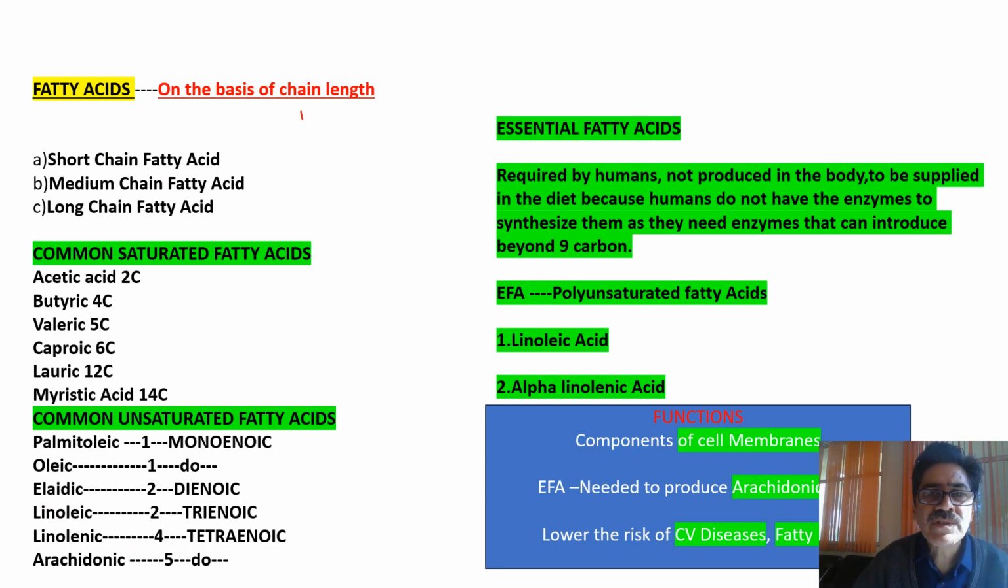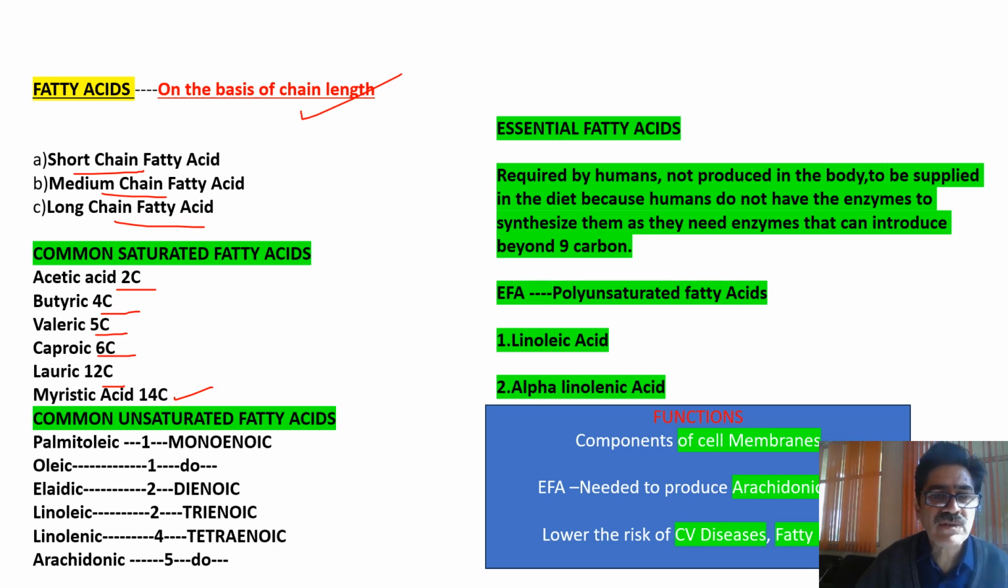Now, on the basis of chain length, that is hydrocarbon chain, fatty acids can be grouped into three classes: short chain fatty acids, medium chain fatty acids, and long chain fatty acids. Common saturated fatty acids, for example, acetic acid bears a 2 carbon chain, butyric acid bears 4 carbons, valeric acid bears 5, caproic acid bears 6 carbons, lauric bears 12, and myristic acid bears 14 carbons.